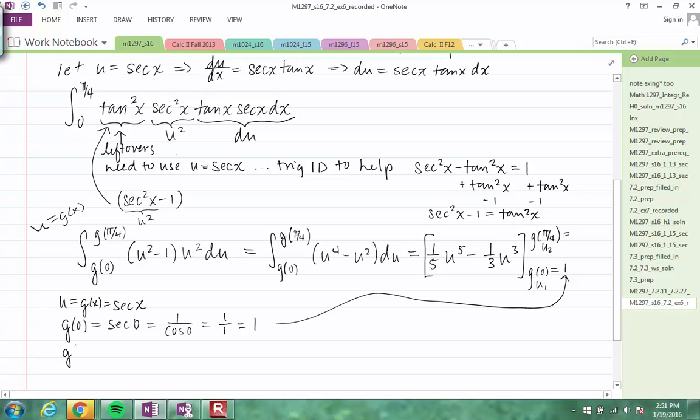So I need to find the other one. The other one was g of pi over 4. So I'm finding secant of pi over 4. I'm going to do this in the same style. I'm going to find the cosine of pi over 4, because that's easier for me to do. It's the square root of 2 over 2. And so I can write that as 2 over the square root of 2, which isn't simplified, but maybe we'd have to do some simplifying elsewhere. So I'm just going to leave it as it is here.